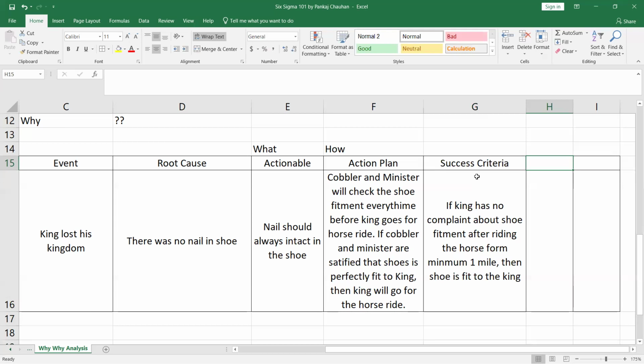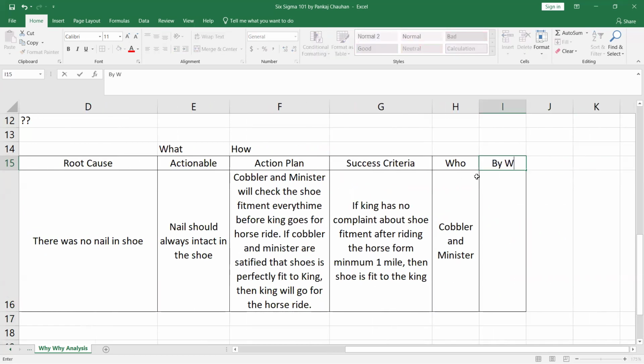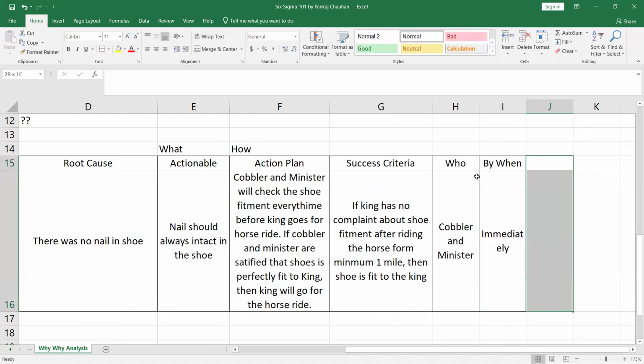Now, who will make sure, or the responsible party? It's the cobbler and minister who will make sure this action plan is implemented. Now, when? What is the timeline you are deciding? Because this is something urgent, the answer will be immediately. This is the first priority. What is the current status of this action plan? The status is, let's say, either implemented, work in progress, or to be implemented.